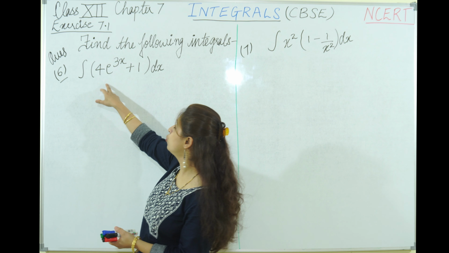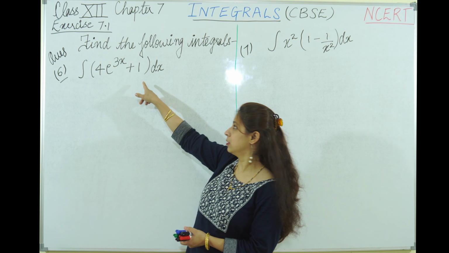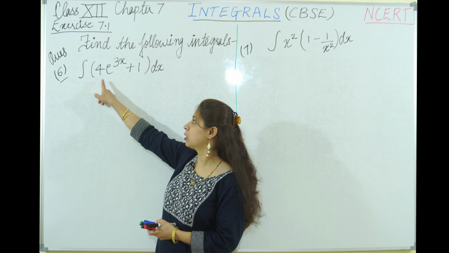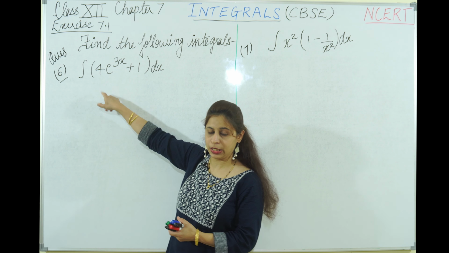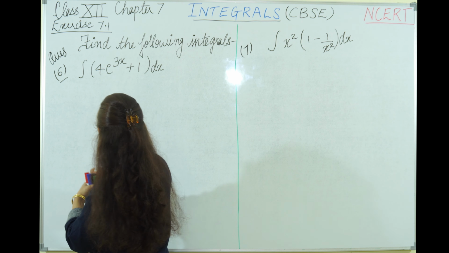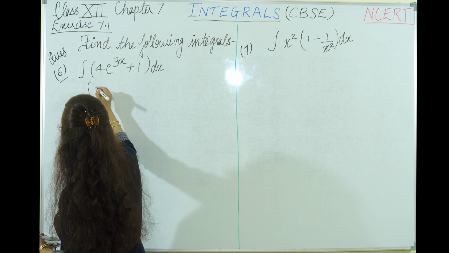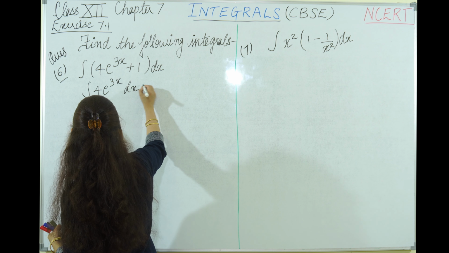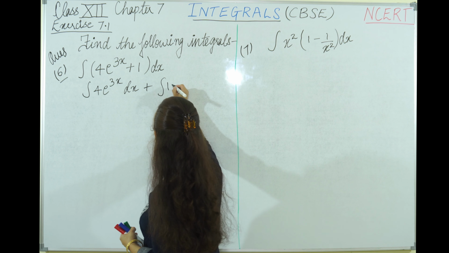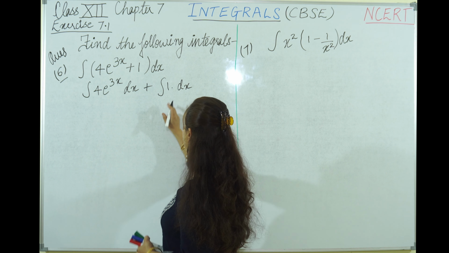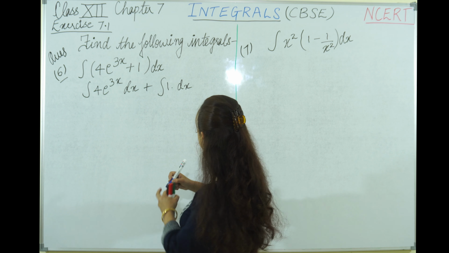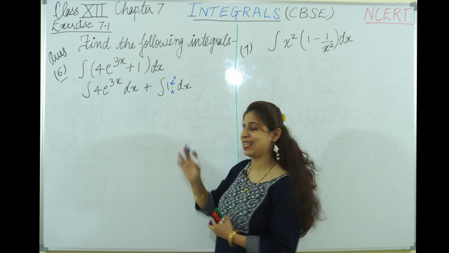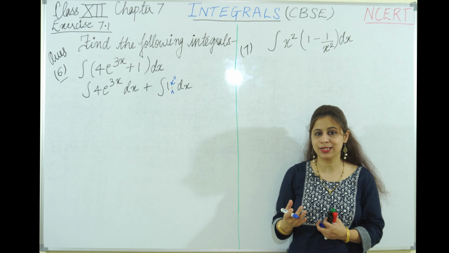Okay, so it is having two functions basically. One is the 1 dx and one is the exponential function with a constant 4 in it. Okay, so we are going to separate it, so it will become 4 e to the power 3x dx plus integration of 1 dx. Okay, so here we can write x into x to the power 0, because anything to the power 0 is itself 1.